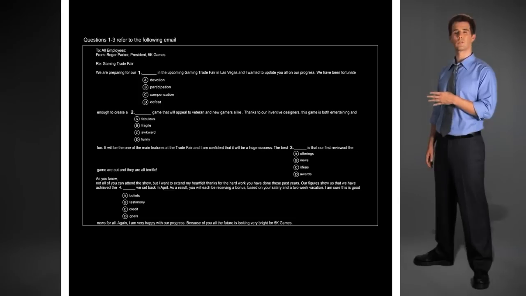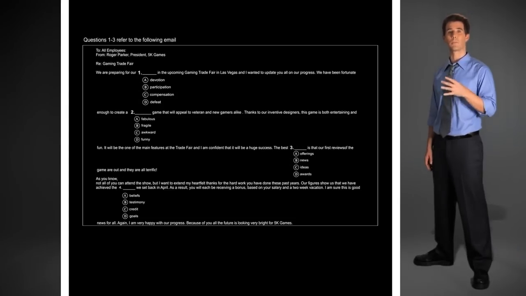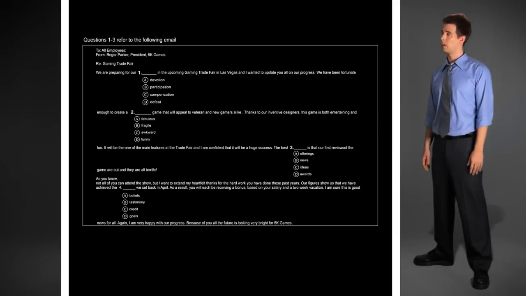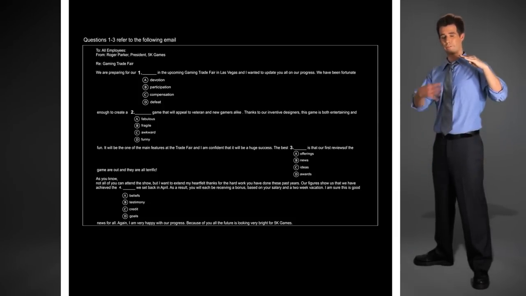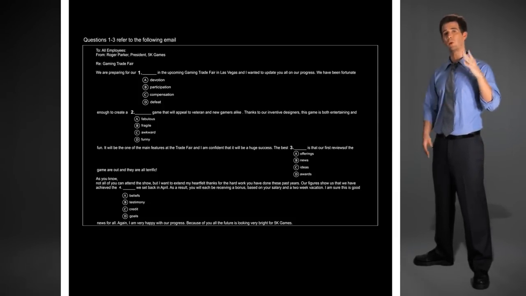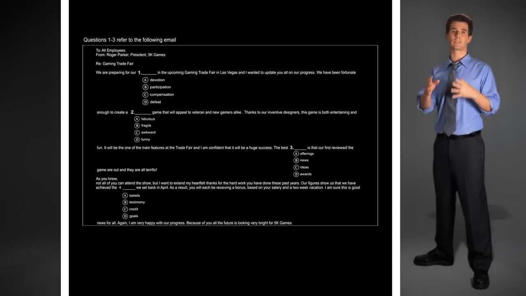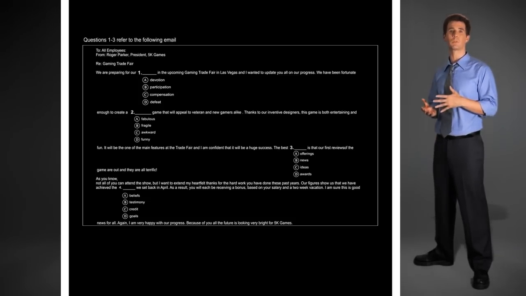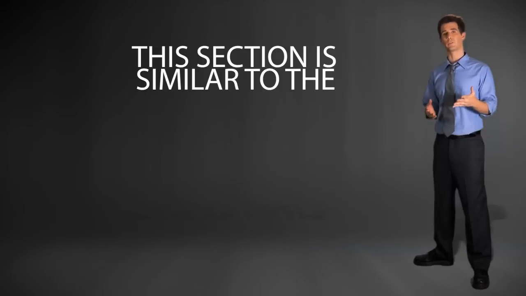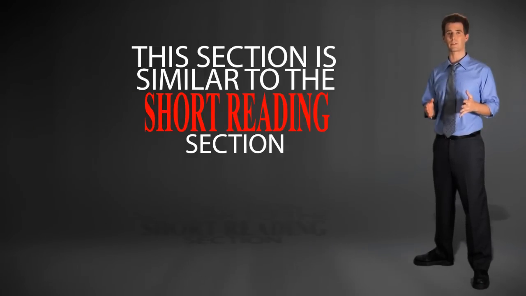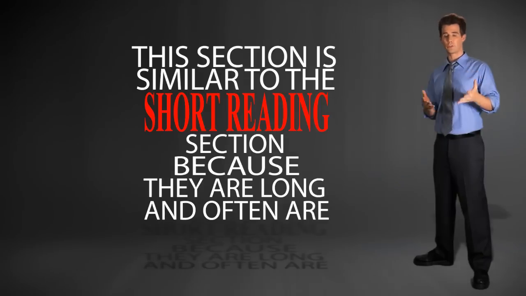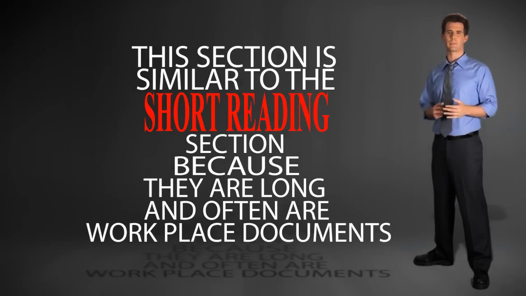Now, if you notice, there are 4 sentences with missing words, 4 incomplete sentences. Below the missing words, you have 4 answer choices. You have to choose which answer choice best completes the sentence. Now, these are similar to the last section of the reading test, the short reading section, because they're very long and they're usually workplace documents.